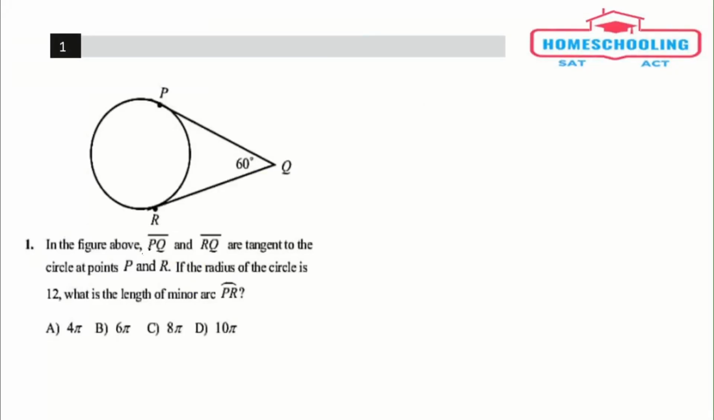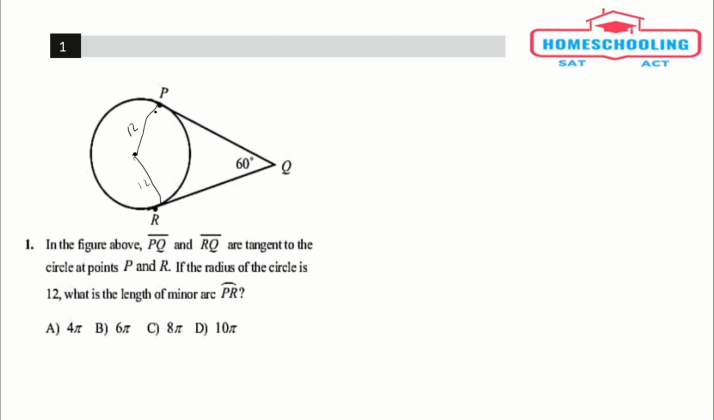Now this one is an easy one. This was asked in a previous year. In the figure above, PQ and RQ are tangent to the circle at points P and R. Okay, these two are tangents at points P and R. If the radius of the circle is 12, so if we take this as the center, in the question it is given that the radius is 12 and this is also 12. We have to find the length of minor arc PR.